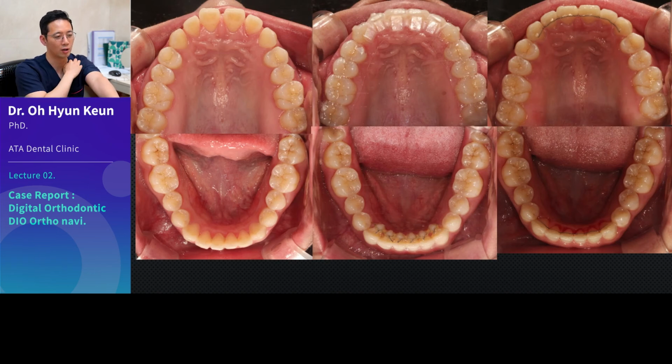So for those of you who don't feel comfortable with the lingual treatment, especially for the maxilla where you need to add bite resin and such, then you can use this combination treatment, which is a clear aligner for the maxilla and the lingual treatment for the mandible to achieve a successful result.